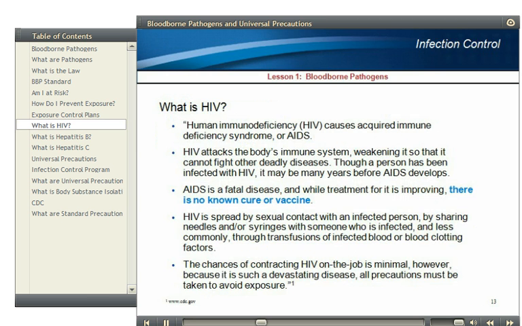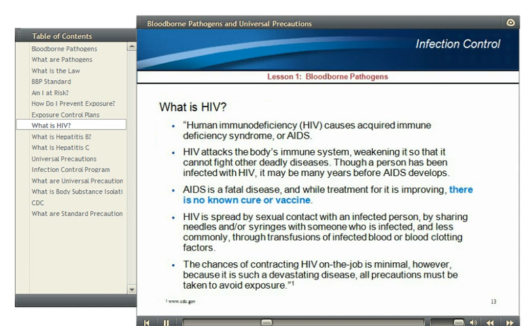What is HIV? Human immunodeficiency virus, HIV, causes acquired immune deficiency syndrome, or AIDS. HIV attacks the body's immune system, weakening it so that it cannot fight other deadly diseases. Though a person has been infected with HIV, it may be many years before AIDS develops. AIDS is a fatal disease, and while treatment for it is improving, there is no known cure or vaccine.